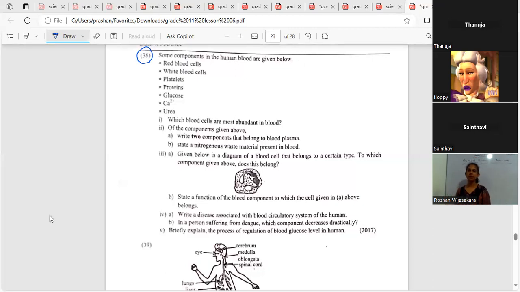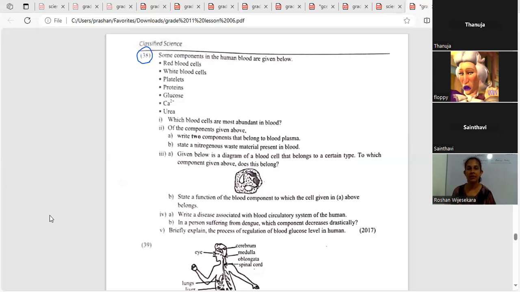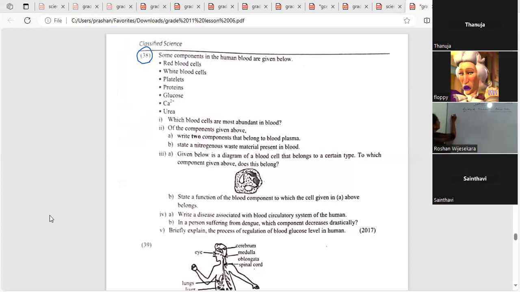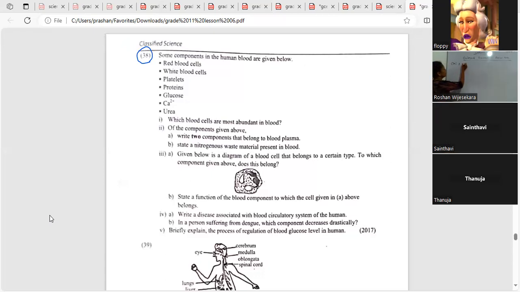Some components in the human blood are given below: red blood cells, white blood cells, platelets, protein, glucose, calcium, and urea. Then, which blood cell is most abundant in blood? The most abundant cell type is the red blood cell. This is question number 38. First question: the most abundant blood cell type is red blood cell, or RBC.